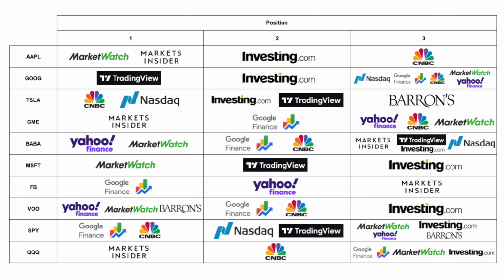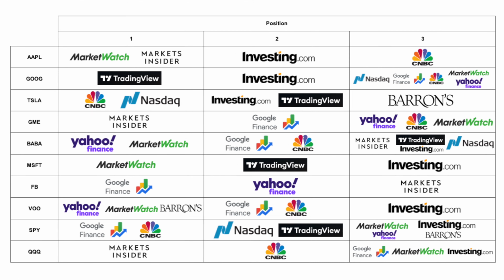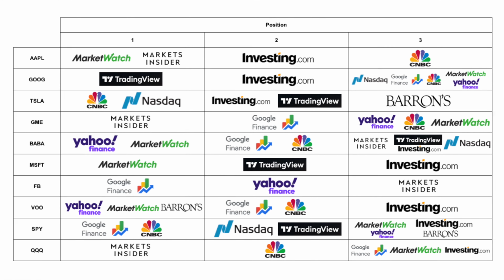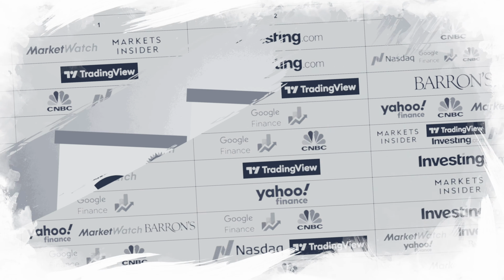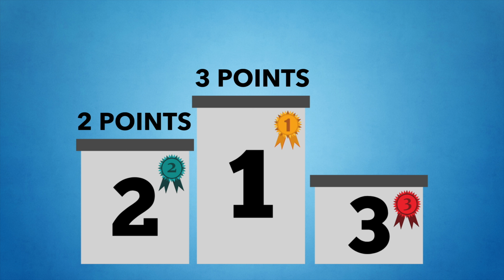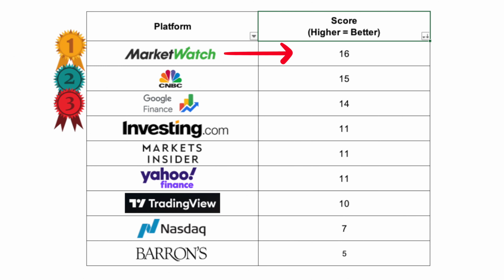So after going through the test, here is the final result for 9 of the platforms, and honestly, if you ask me, it is still pretty hard to choose the clear winner from here. So I've decided to score them on a point system for the top 3 positions, where they get 3 points for being in the first place, 2 points for being in the second place, and 1 point for being in the third place. So here you go, we have MarketWatch in the first place with 16 points, followed closely by CNBC in the second place with 15 points, and Google Finance with 14 points in the third place.